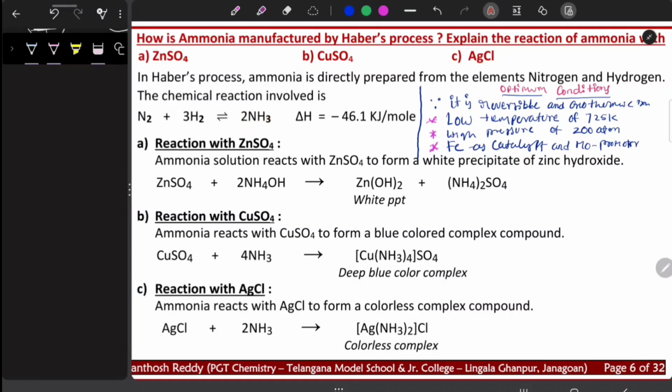So what are the optimum conditions? The optimum conditions are low temperature, that is around 725 Kelvin. We can write 750 Kelvin also, no problem. And high pressure, 200 atmospheres, and iron is used as catalyst and molybdenum acts as promoter, right? All these conditions you have to write.